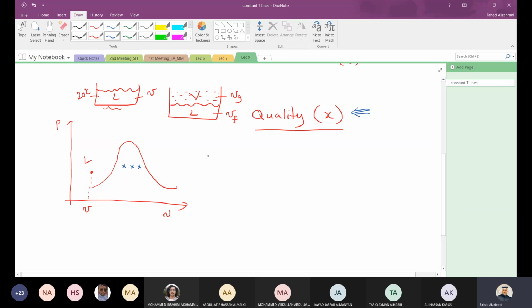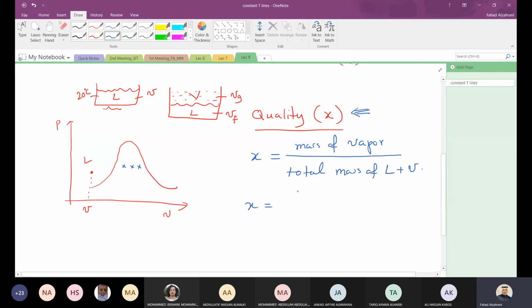So basically, x here equals the mass of vapor divided by the total mass of liquid plus vapor.